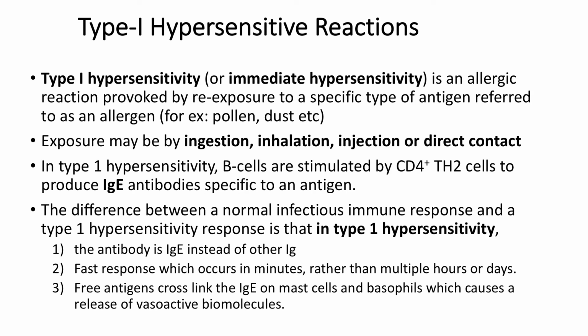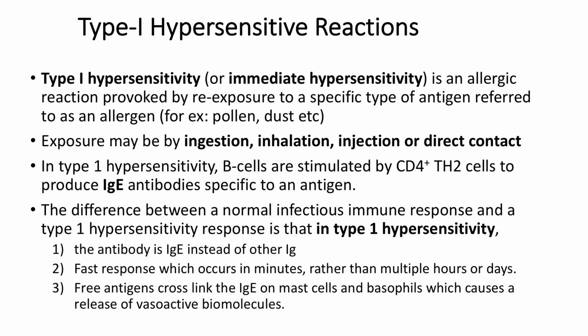In type 1 hypersensitivity, which is also called immediate hypersensitivity, an allergic reaction is provoked by re-exposure to a specific type of antigen referred to as an allergen. You might have heard that some people are allergic to pollen, dust, or even sometimes gluten, one of the proteins in wheat. These are all allergens which can initiate type 1 hypersensitivity on re-exposure. Exposure may be by ingestion, inhalation, injection, or direct contact. Any of these can lead to the hypersensitivity reaction.